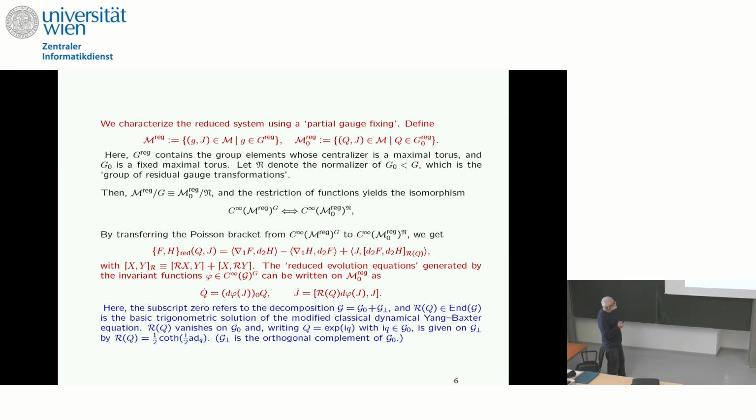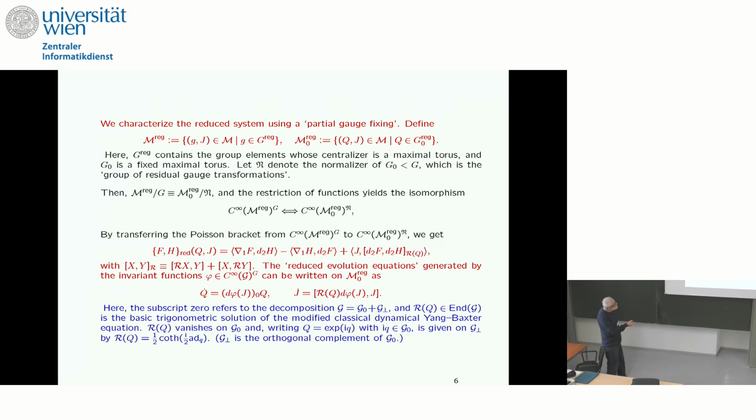So first of all, we restrict ourselves to some regular part of the phase space where this group element is regular. It has distinct eigenvalues, if you like, or the isotropy group is the maximal torus with respect to conjugation. And then we have to take the quotient by the group action. By taking the quotient, you can bring the group element G to the maximal torus, and then it's called Q.